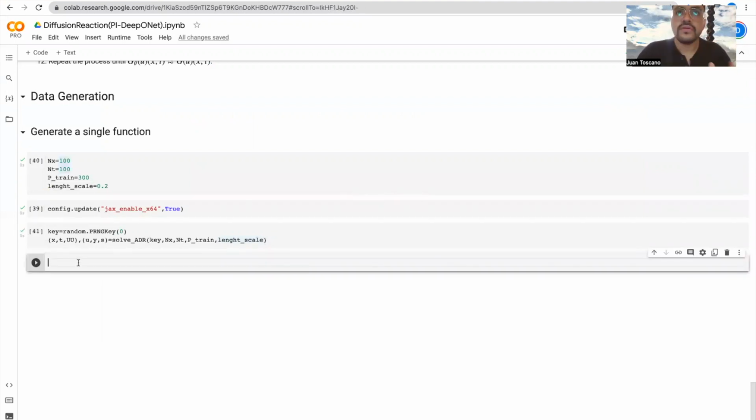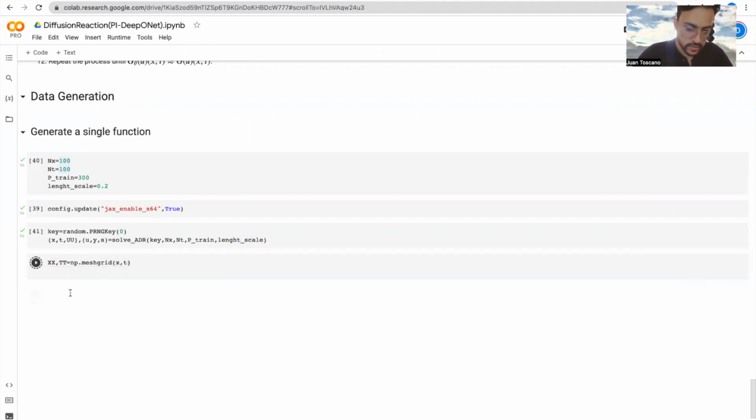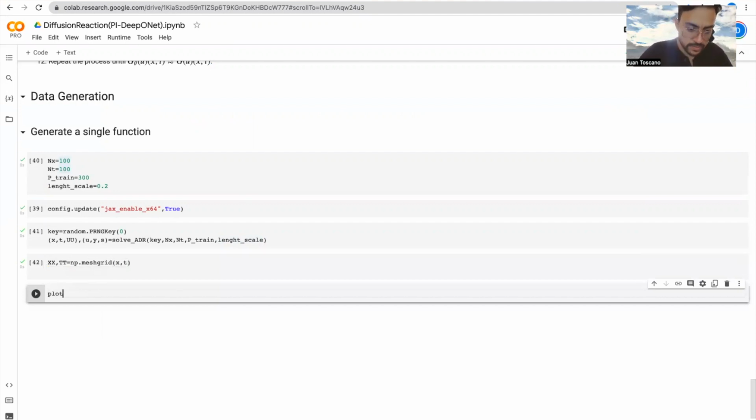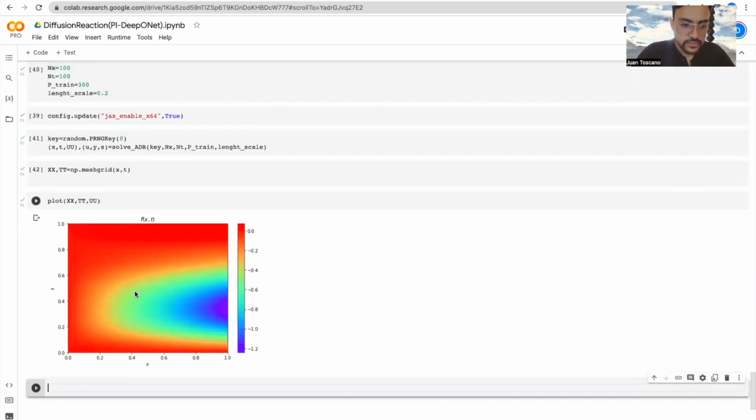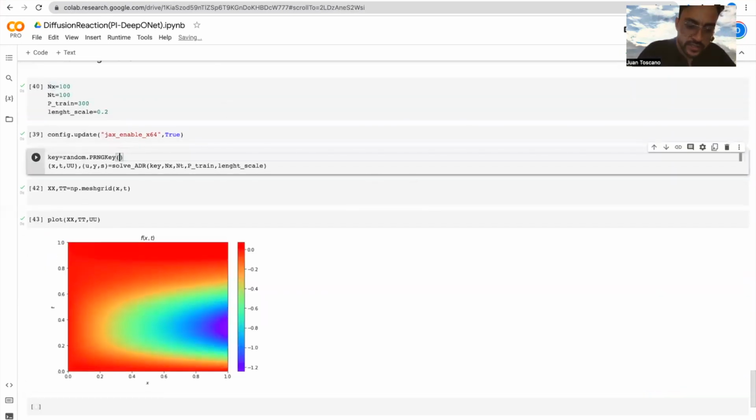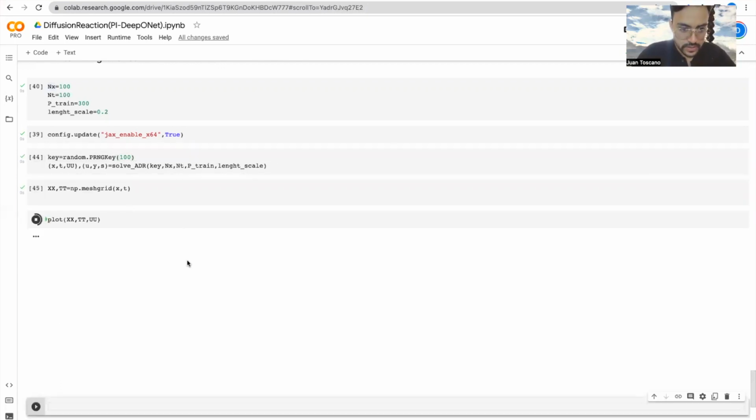Now let's create some kind of mesh, which would be xx and tt equal to np.meshgrid, and it takes x and also it takes t. And let's see if it works. And now, yeah, it works. So let's plot our function, which would be xx, tt, and uu. So let's see the function we are creating. And please observe that if we change the key, let's set it to 100, we will get a different function, which is right here.